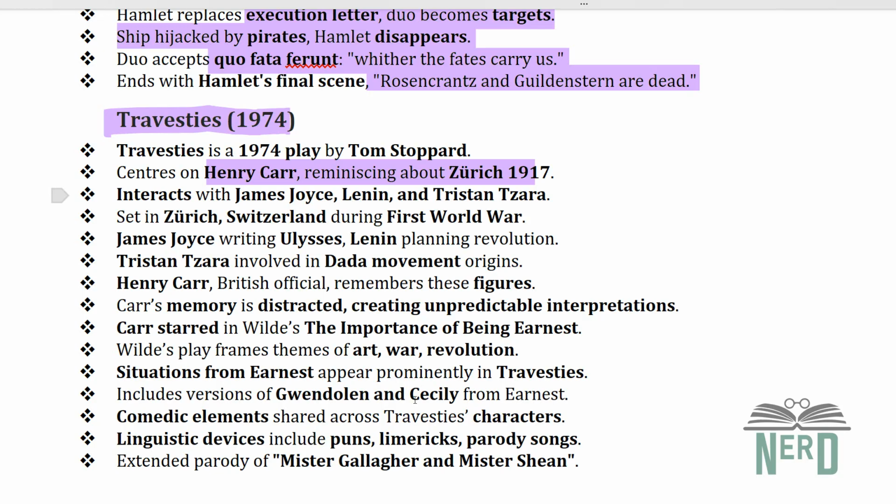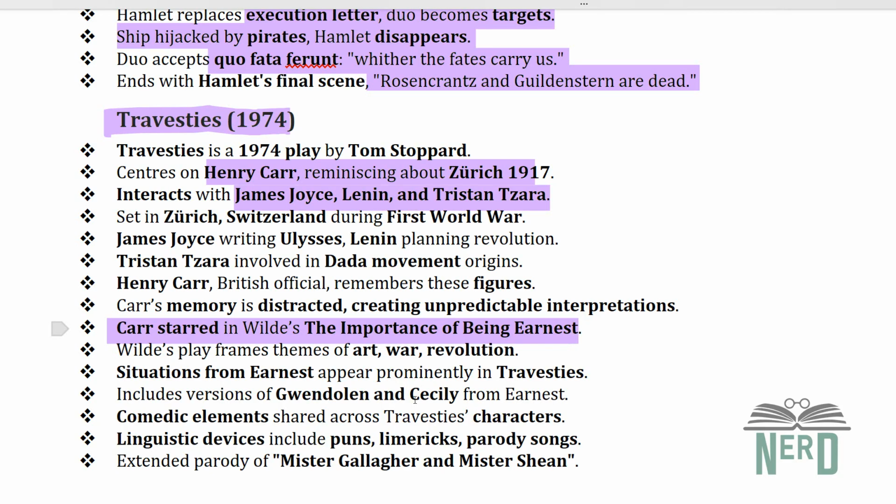In this single play, Carr recalls meeting three giants of modern culture: James Joyce, who is writing Ulysses, Vladimir Lenin, planning the Russian Revolution, and Tristan Tzara, founder of the Dada art movement. These encounters are all filtered through Carr's muddled recollections, turning the story into a brilliant mix of history, comedy, and parody. Carr's confusion blurs reality with fiction, and this allows Stoppard to weave in entire scenes and characters from Oscar Wilde's The Importance of Being Earnest.